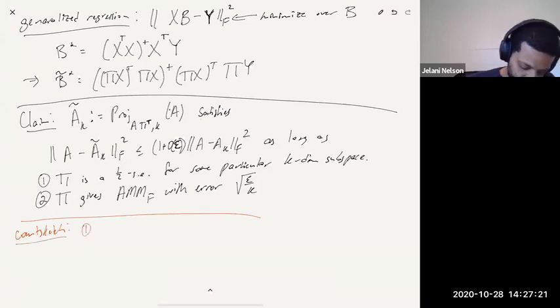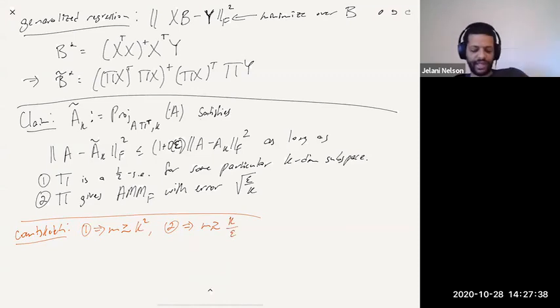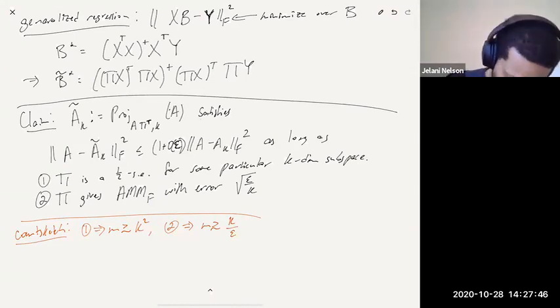So 1 means that the number of rows has to be at least something like d squared. And 2 means that the number of rows has to be at least, not d squared, k squared. It has to be at least something like k over epsilon. Basically, it's like 1 over epsilon squared, where epsilon is your error, but our error is root epsilon over k, so it's k over epsilon. So this altogether implies that m has to be at least something like k squared. As long as m is at least something like k squared plus k over epsilon, that's good enough.